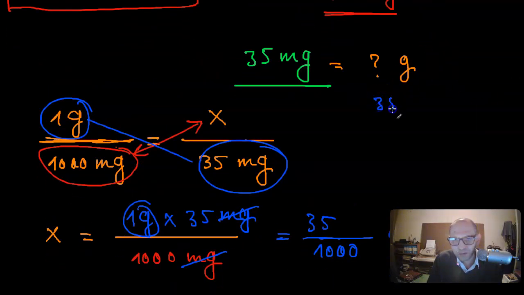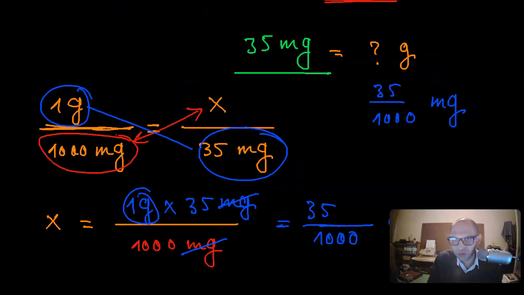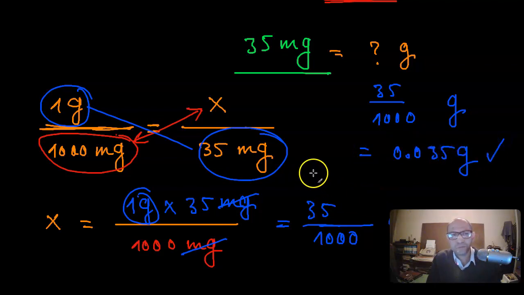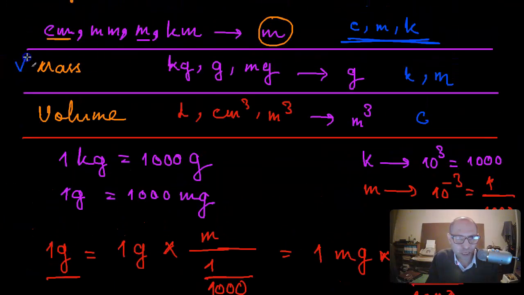So that's a 35,000th of a milligram, excuse me, of a gram, because this is of course a gram. So 35,000th of a gram, which can be written as 0.035 of a gram. That's all about conversion when it comes to mass. And the distance we have already done.